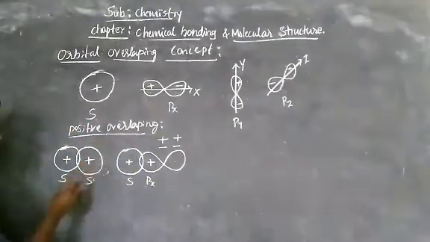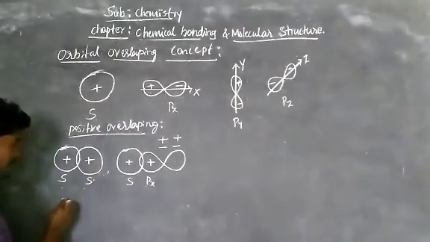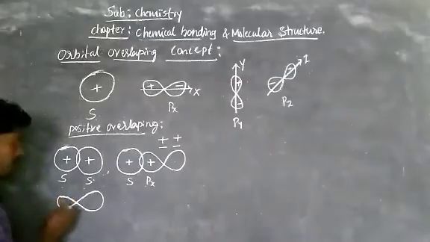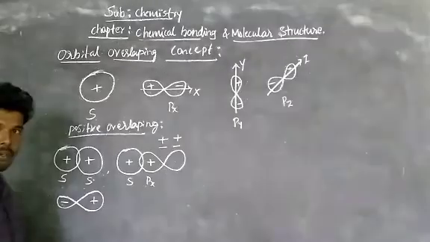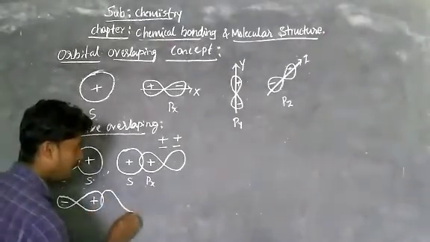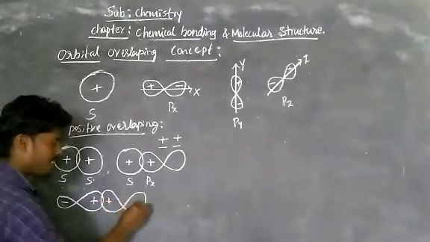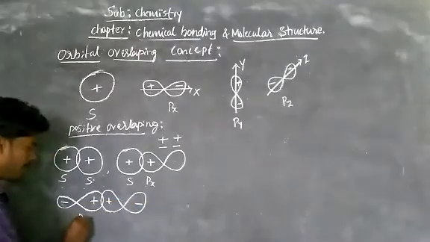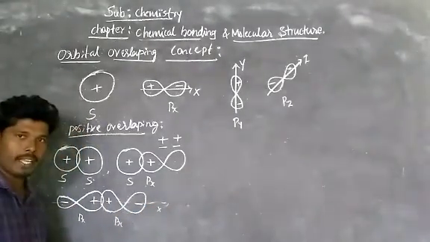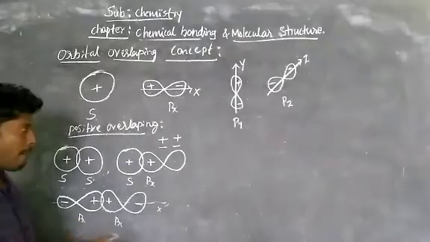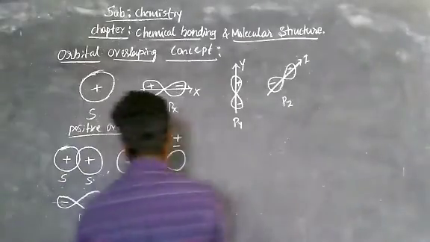Now similarly take two px orbitals. This is ss and sp. Now take pp. This is a p orbital present on the x-axis, that is positive and minus negative. Now similarly take one more p orbital, only in the x direction. This is positive and this is negative. This is px and this is also px. Both are present on the x-axis only. This is called px overlapping, positive overlapping of orbitals. Got it?